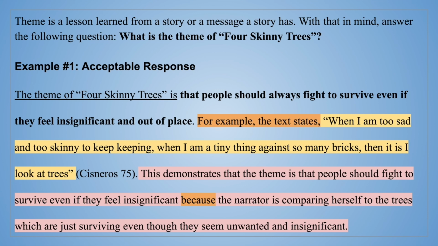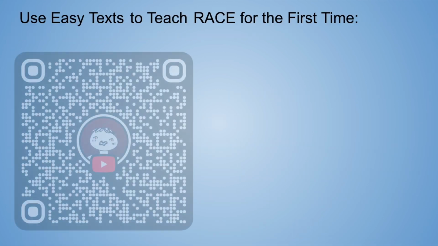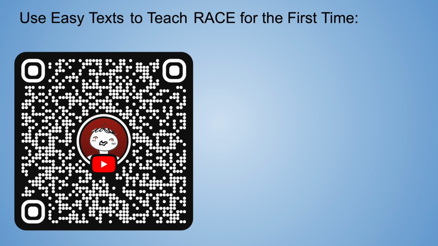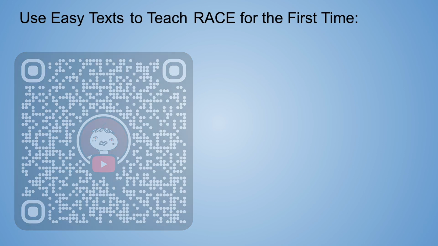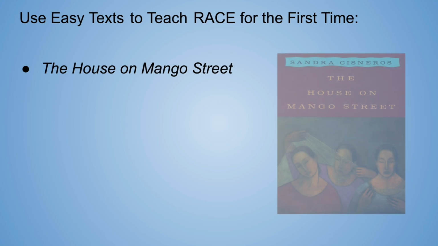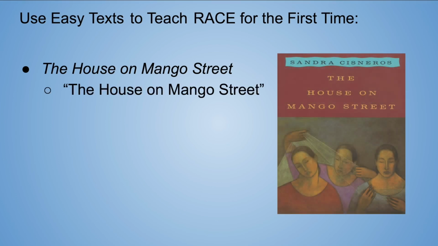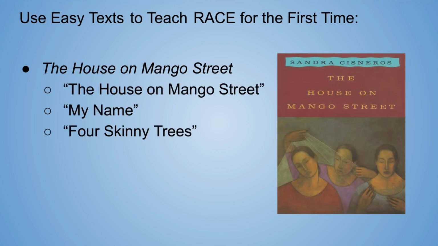I like to use easy texts that still have some meaning to them. I found out that trying to teach a difficult concept with a difficult text only leads to confusion and frustration. Three texts I use are three vignettes from the novel The House on Mango Street, the one titled The House on Mango Street, My Name, and Four Skinny Trees.